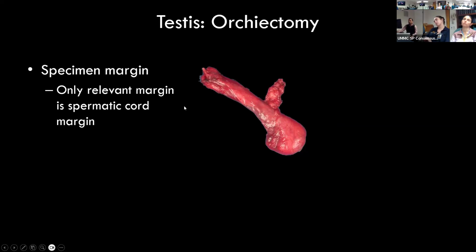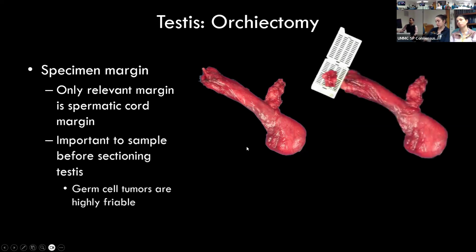So the only margin relevant is because the surgeon cannot take anything more. So they just pull it out and then you get the tunica surrounding the testis. So that's not a true surgical margin because no scalpel blade has gone through it. So if no scalpel blade has gone through it, that's not a true margin. Okay, so the only true margin is up here.